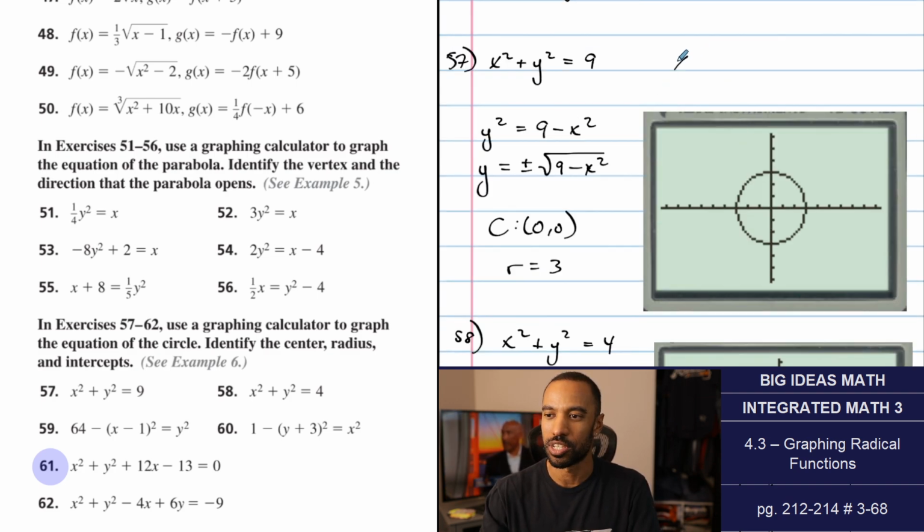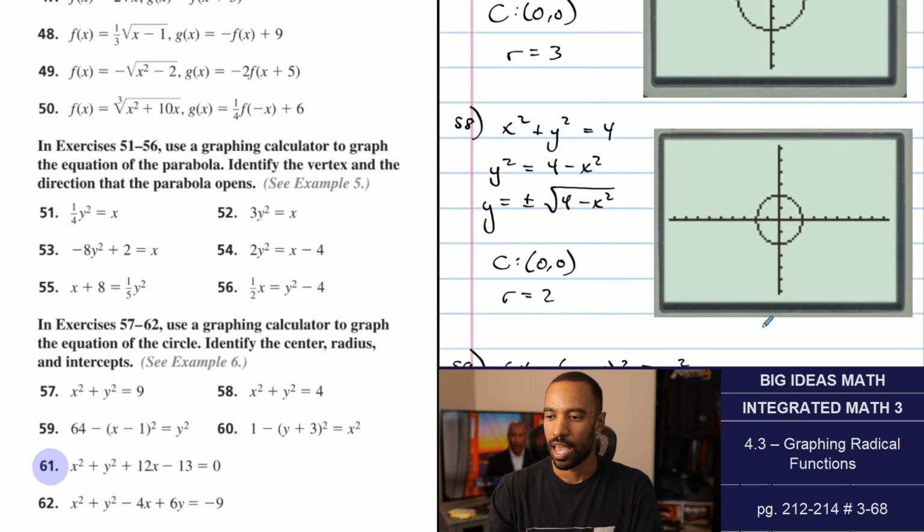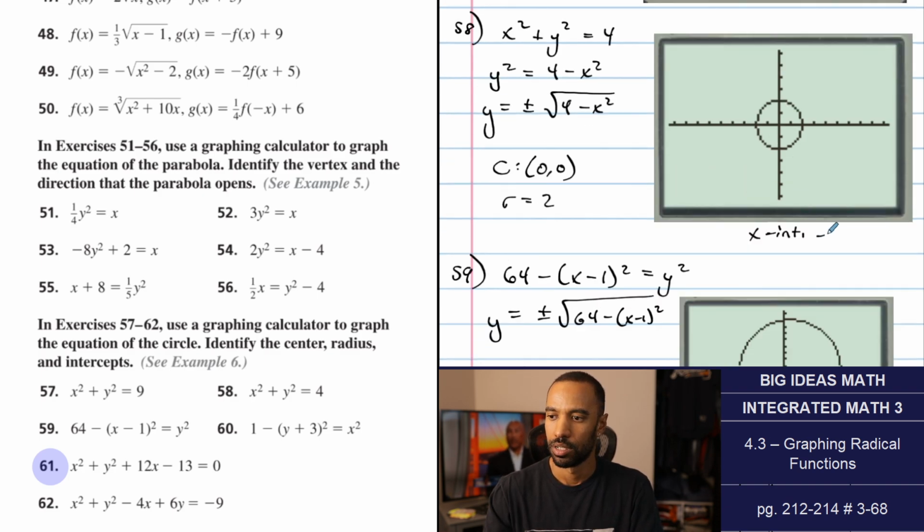Okay, x-intercepts. I'm so used to just center and radius. X-intercepts here were -3 and 3. Y-intercepts were -3 and 3. I'm sorry about this. Okay, these ones, x-intercepts were -2 and 2. Y-intercepts were -2 and 2.